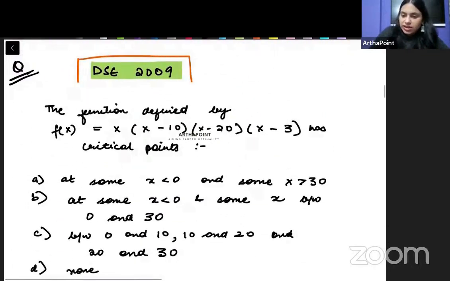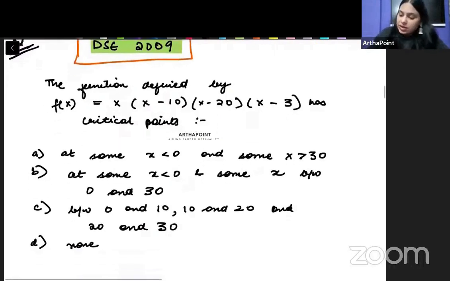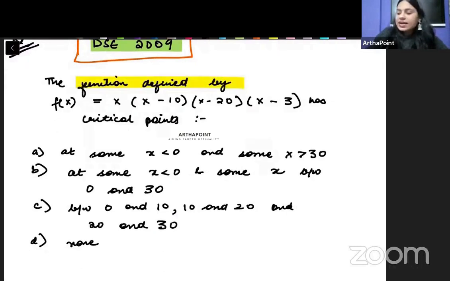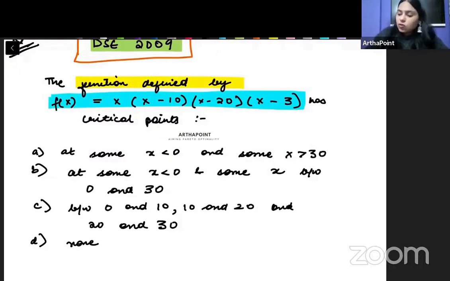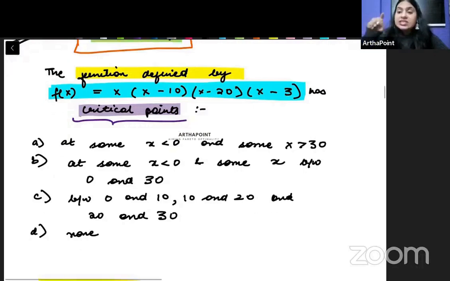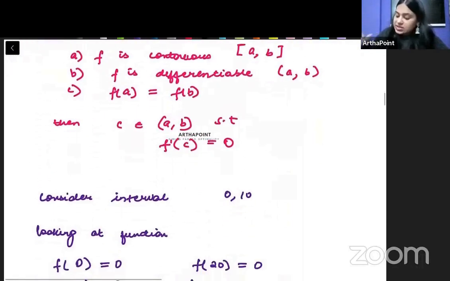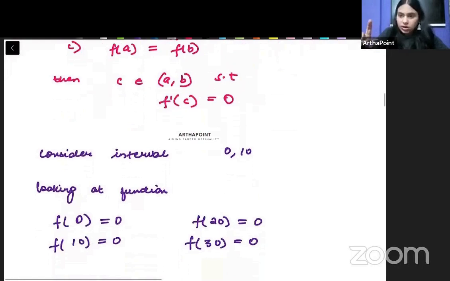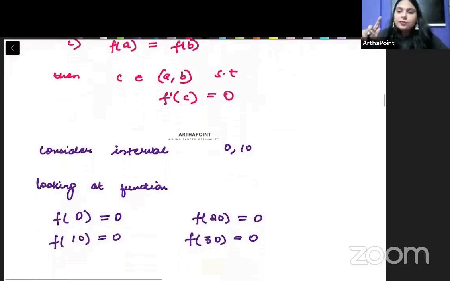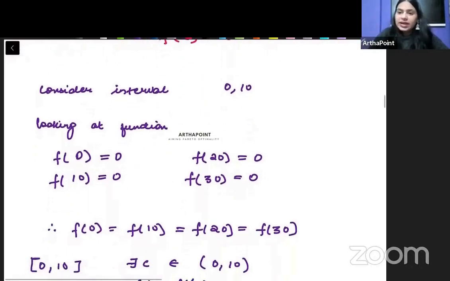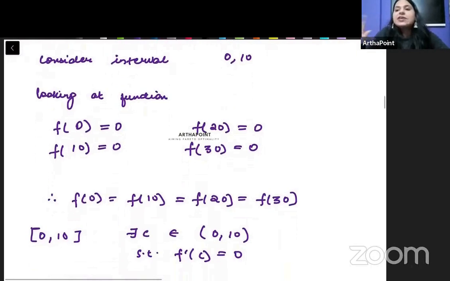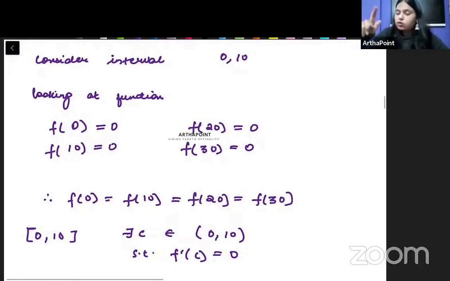This is DSC 2009. Padho question ko beta. It says you have a function and this function is defined with this. And it is asking you what are going to be the critical points of the function. So beta, critical point kya hota hai? Critical point of the function is that point such that, बहुत important है, whenever you evaluate the derivative of the function, it gives you 0. That is the critical point of the function.